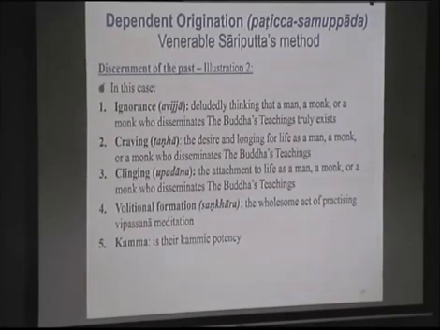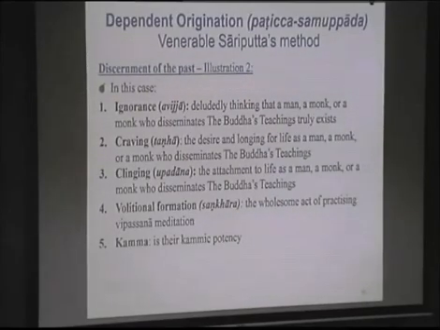In this case, ignorance, avijja, is deludedly thinking that a man or a monk who disseminates the Buddhist teaching truly existed. Craving is the desire and longing for the life as a man, a monk who disseminates the Buddhist teachings. Clinging, upadana, is the attachment to life as a man or a monk who disseminates the Buddhist teachings. Volitional formation, sankhara, is the whole sum of practicing vipassana meditation.